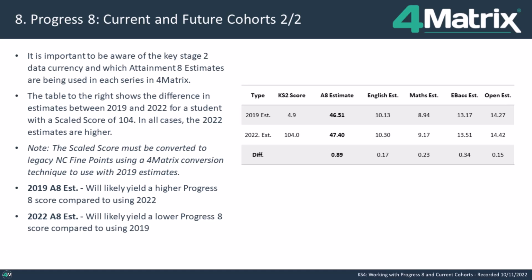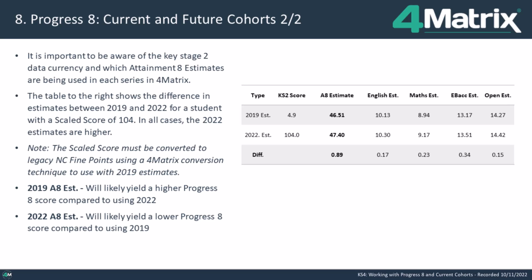And it's important to be aware of the key stage 2 data currency and which Attainment 8 estimates are being used in each series in 4Matrix. The table to the right shows the difference in estimates between 2019 and 2022 for a student with a scaled score of 104, quite a typical scaled score. In all cases, the 2022 estimates are higher.